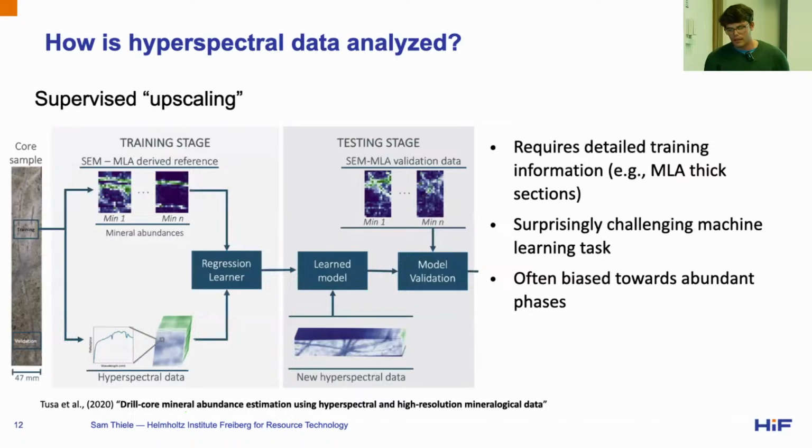And lastly, and this is something which people have been doing, I guess, more and more recently, you can treat this as a regression problem and acquire training information using, for example, an MLA. So you have training mineralogy information. You acquire co-registered hyperspectral data over that, and then you can train a machine learning model to say that if I see this spectra, it means I have this abundance of mineralogy.